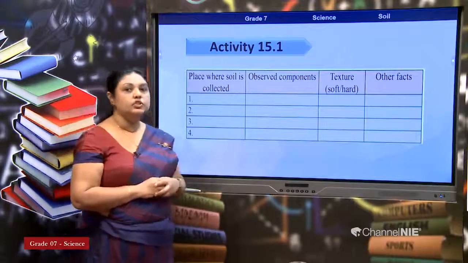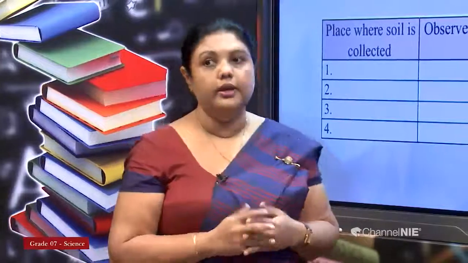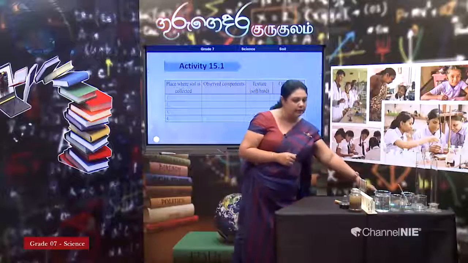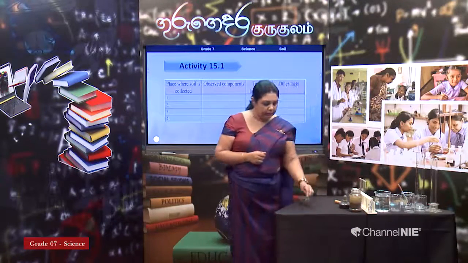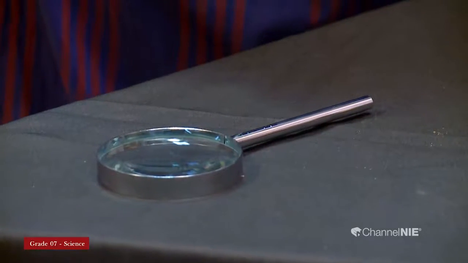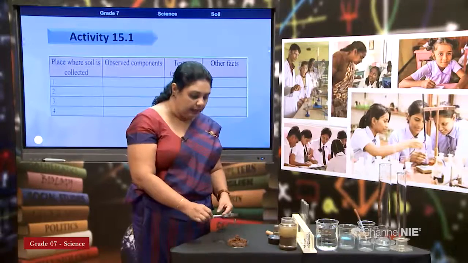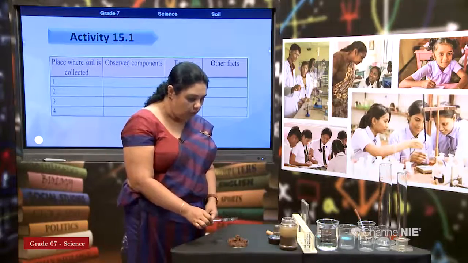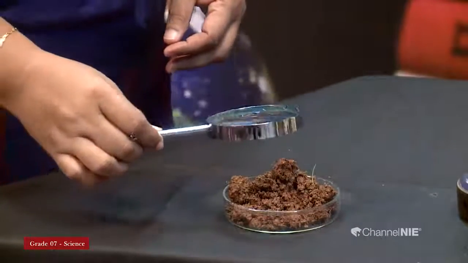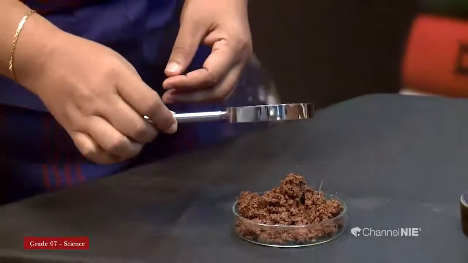You can observe things. I think all of you have seen a magnifying glass. I know that in grade 6 you must have used it. Here is a magnifying glass, which you know very well, and you can take a soil sample and observe it using the magnifying glass. When you observe through the magnifying glass, you can see particles which you cannot see with your naked eye.